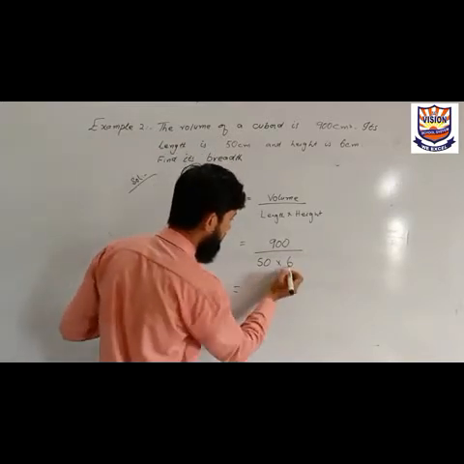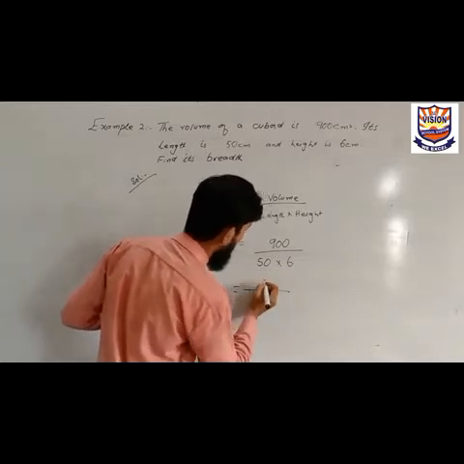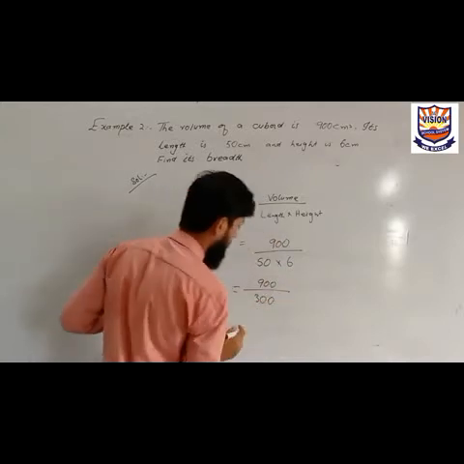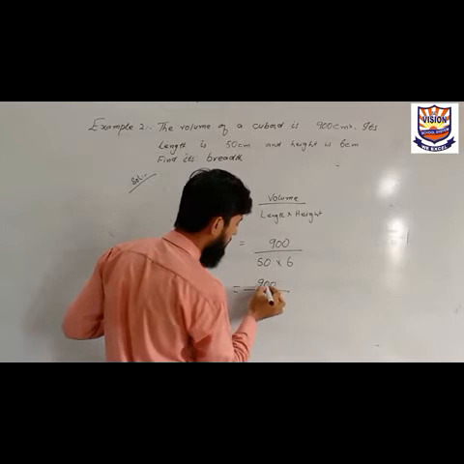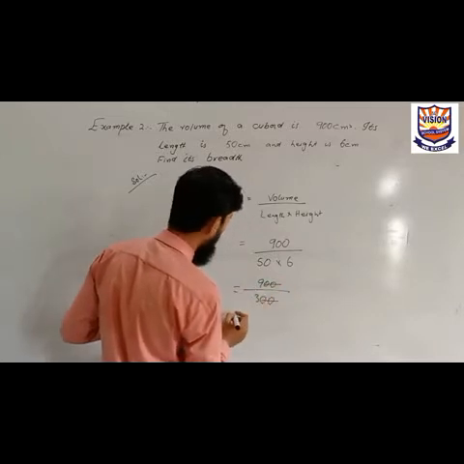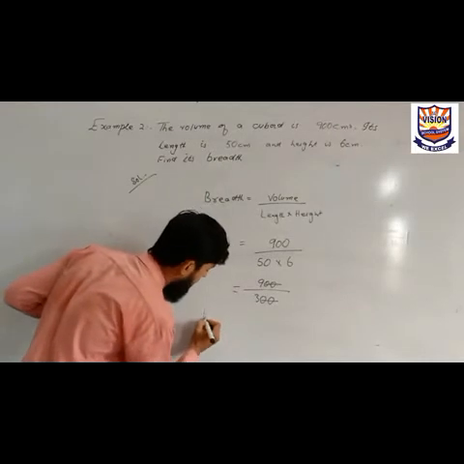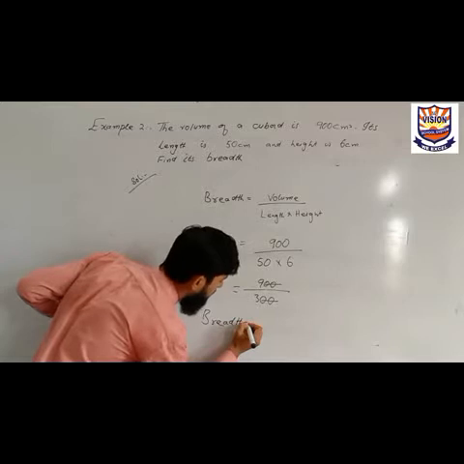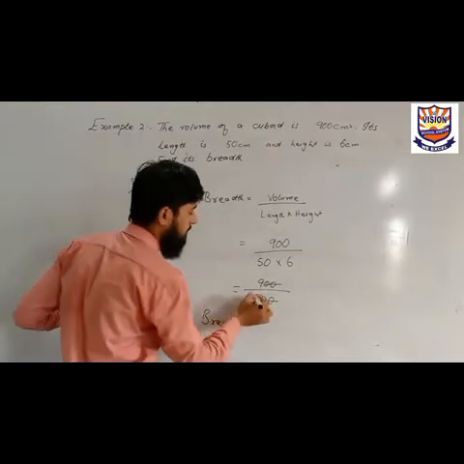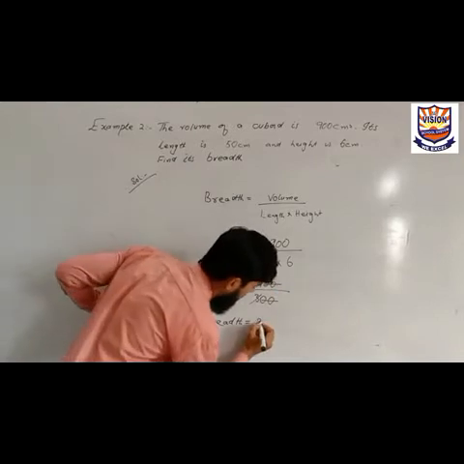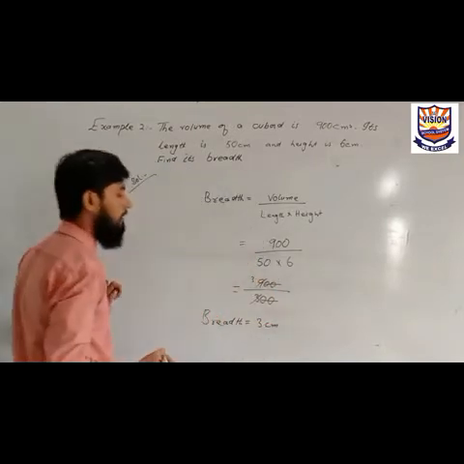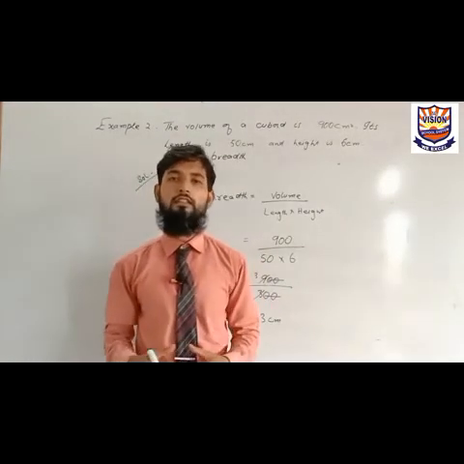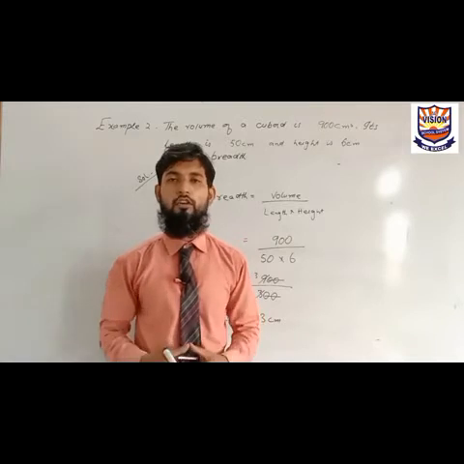50 multiplied by 6, 5 6s are 30, and it will become 300. Now these two zeros will cancel these two zeros, and again the answer is the same as our previous example, that is 3 1s are 3, 3 3s are 9. 3 centimeter is the answer. In this way you can find the length, breadth and height of a cuboid by rearranging the basic formula of volume.